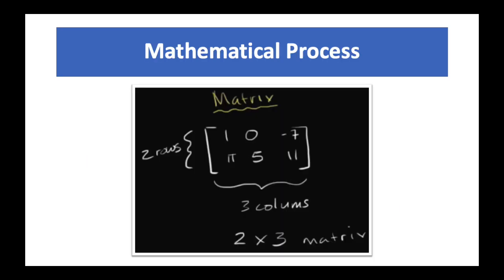As mentioned before, a matrix is composed of both rows and columns. The rows are the horizontal entries, which means that the columns are the vertical entries. As you can see in this example, this matrix has 2 rows and 3 columns, meaning that its dimension is a 2 times 3 matrix.